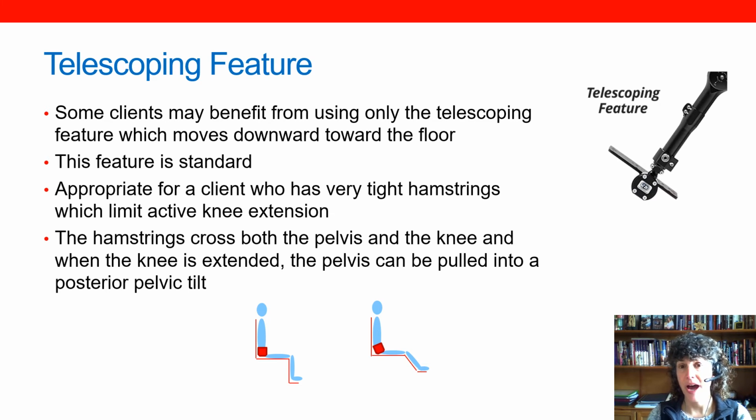So for clients who have very tight hamstrings, who really have to remain at 90 degrees, we may choose to only recommend a telescoping feature. This can still provide movement, force diffusion, but without extension at the knee.